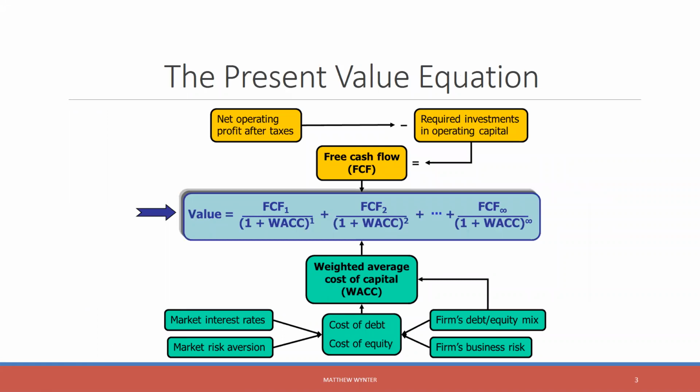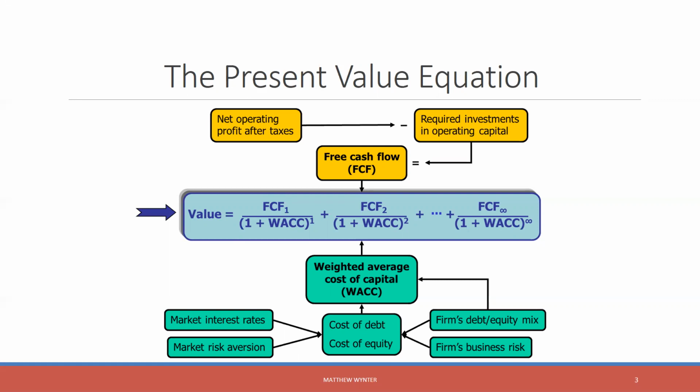So let's kind of revisit our friend, the present value equation. On the left-hand side, we've got firm value, and on the right-hand side, we've got the sum of free cash flows, infinite sum, discounted each by the WACC, the weighted average cost of capital, for the various time periods. What we're going to do in this lecture is focus extensively on that denominator, that WACC, our discount rate.